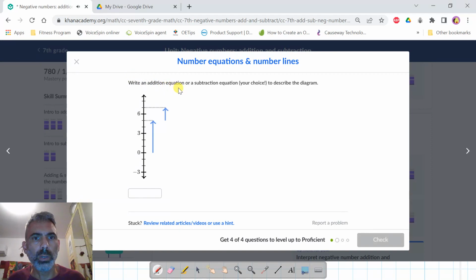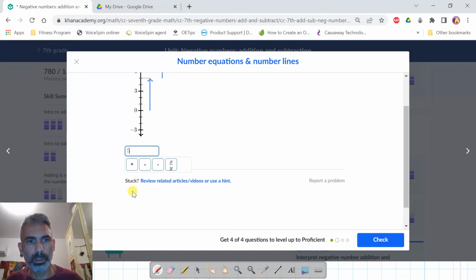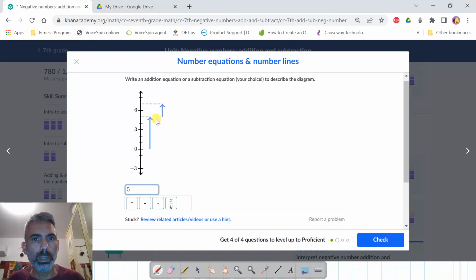Write an addition equation or a subtraction equation, your choice, to describe the diagram. Okay, so the first leg of the journey is taking 1, 2, 3, 4, 5 steps in the positive direction. So 5. And then we take another 2 steps, 1, 2 in the positive direction. So one way to describe this is 5 plus 2 equals 7.